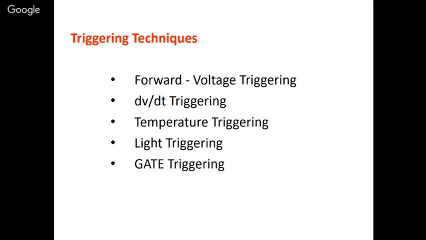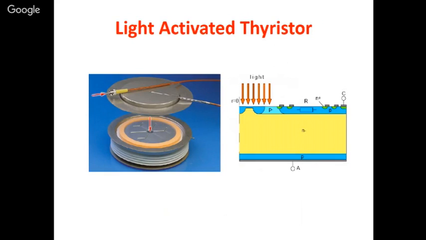This light triggering can be combined with gate triggering also. With light, to some extent, you can make a voltage drop, and after that a gate pulse. So a combination is possible. Temperature with gate: you are increasing the temperature, and after one particular temperature is reached, suddenly a gate pulse can be applied. So this is the light activated thyristor. You can see here the optical fiber, and from this center point it goes into this gate terminal.